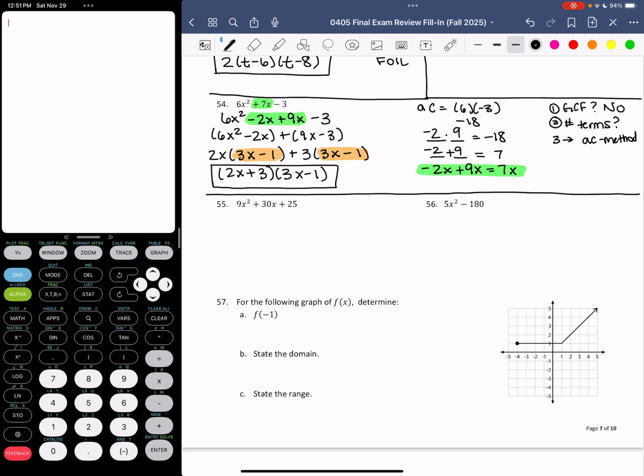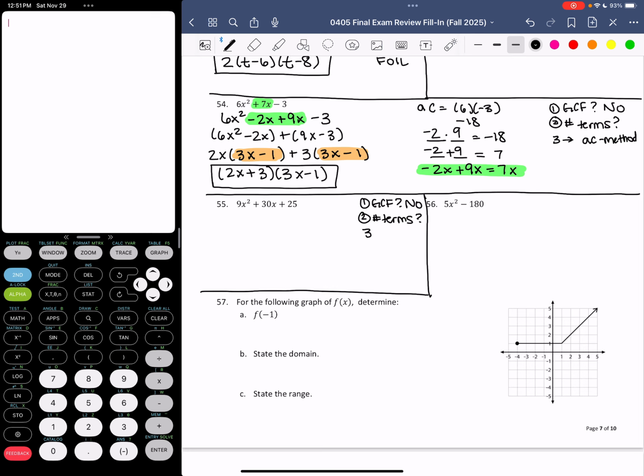Okay, number 55. Do we have a greatest common factor? The answer is no. 9, 30, and 25 don't have any common factors, so GCF, no. Second step, how many terms? Okay, let me set my box up here. Number of terms, we have 3. So this one happens to be a special case.